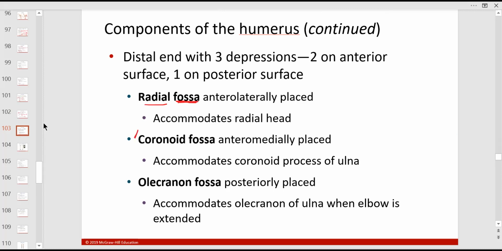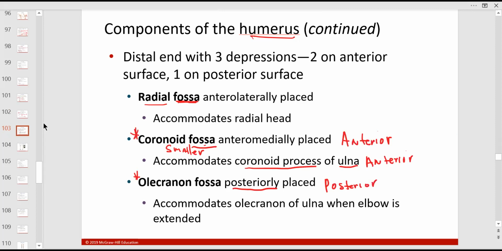But these two are important. Coronoid fossa is anterior. We're still talking about the humerus. So the fossa is going to house the coronoid process of the ulna. So that's, of course, again, the anterior ulna. And it's a little smaller than the olecranon fossa. It's smaller, and I'll show you that. So the olecranon fossa of the humerus is posterior, and that accommodates the olecranon process.